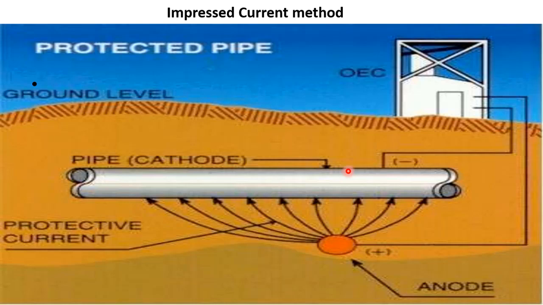Here the underground pipeline is connected to the cathode terminal or the negative terminal of an external energy source. Some inert anode is connected to the positive terminal of the external energy source. Both anode and the cathode are protected from corrosion.